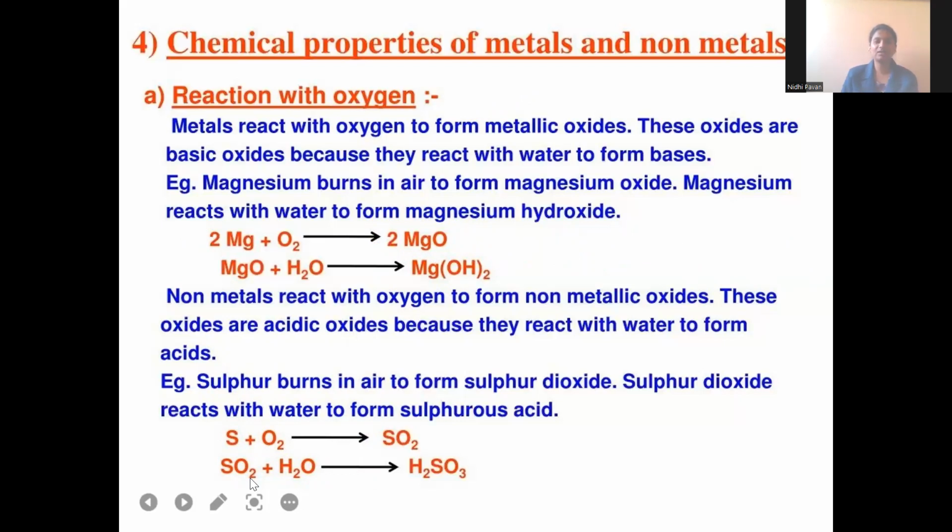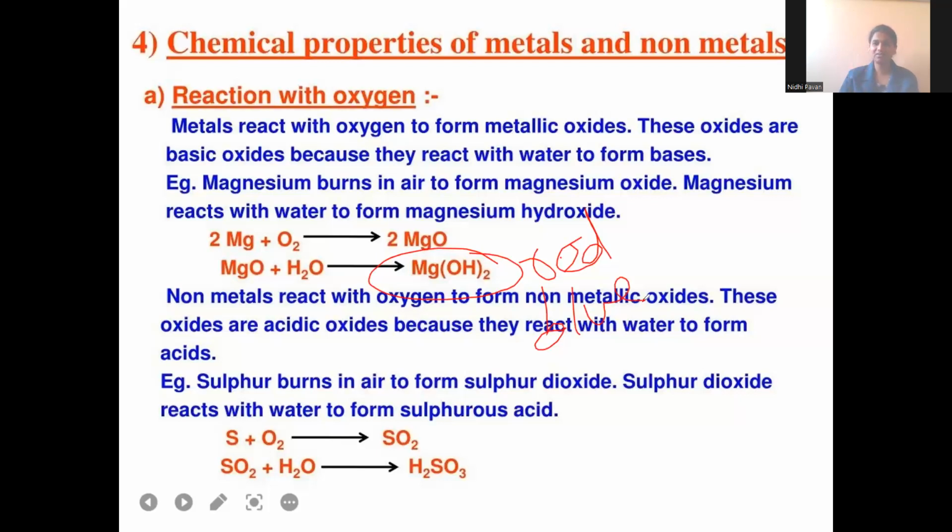The example they have given here: magnesium burns in air to form magnesium oxide. Magnesium burns in air and converts into a white ash color, which is called magnesium oxide. When we dissolve that magnesium oxide in water, it becomes magnesium hydroxide. When we test with litmus paper, red litmus paper changes to blue. It confirms that magnesium hydroxide is a base. So this is about the metals.